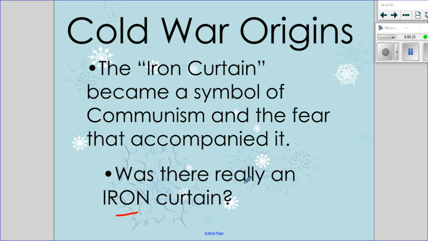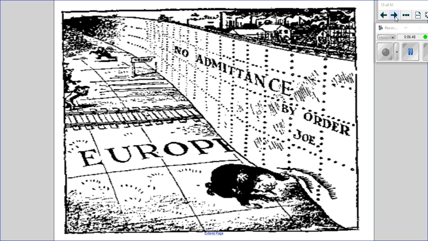To a certain extent, yes, but some of it was largely imaginary. So, for example, later on we're going to see the United States established normal relations with some communist countries like Yugoslavia and like China. So that Iron Curtain really isn't quite as iron as it's made out to be. All right, but here it is.